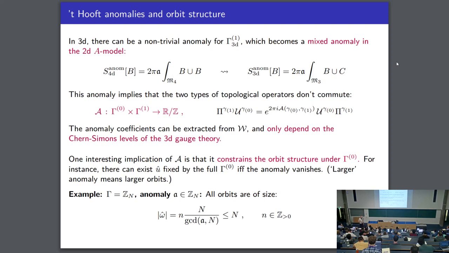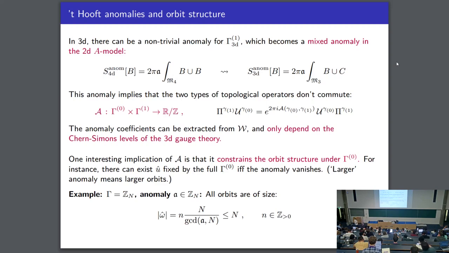An interesting aspect of these one-form symmetries in 3D, as I already mentioned, is that they might have 't Hooft anomalies. This would be essentially B squared, where B is a discrete two-form, a gamma-valued two-form, for the one-form symmetry in 3D. This is the so-called anomaly theory in 4D. If you reduce it along the circle, you get a mixed anomaly between my two-dimensional zero-form and one-form symmetries. That means that the point topological operator and the line topological operator on the sigma don't commute in general. Instead, they form a projective representation, which is the hallmark of an anomaly. And one can show that this anomaly only depends on the Chern-Simons levels of the 3D gauge theory.